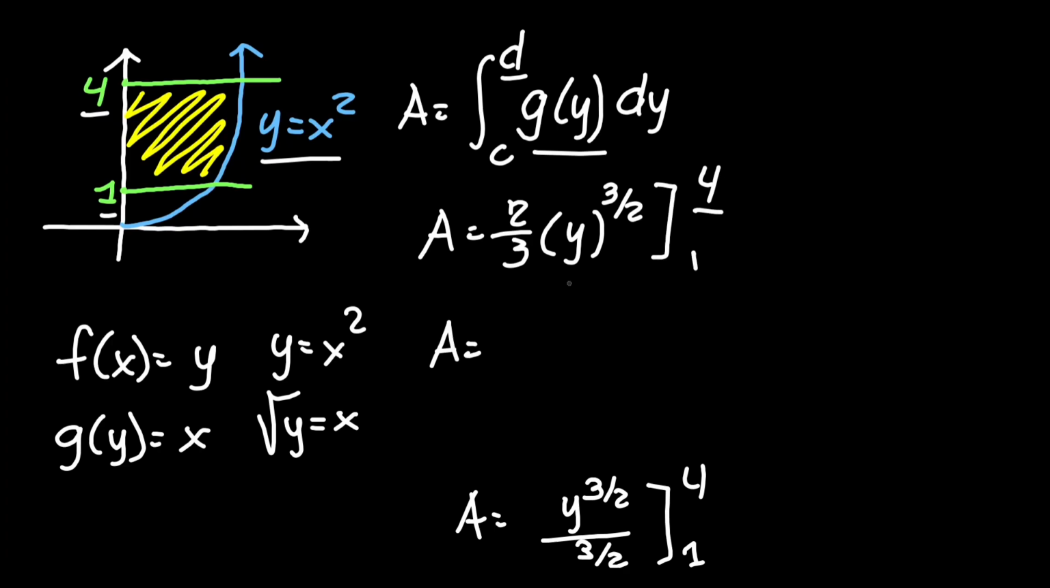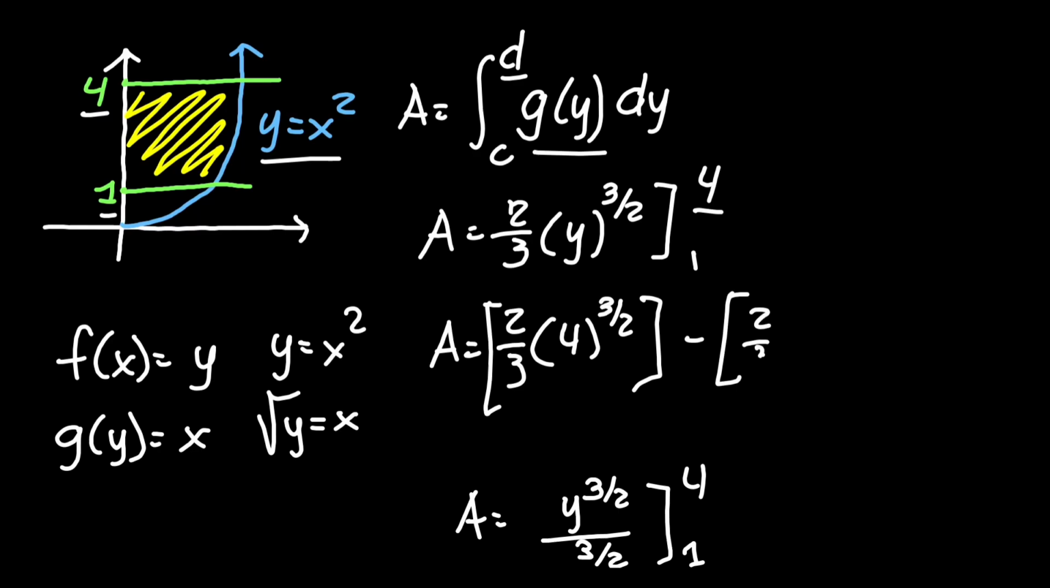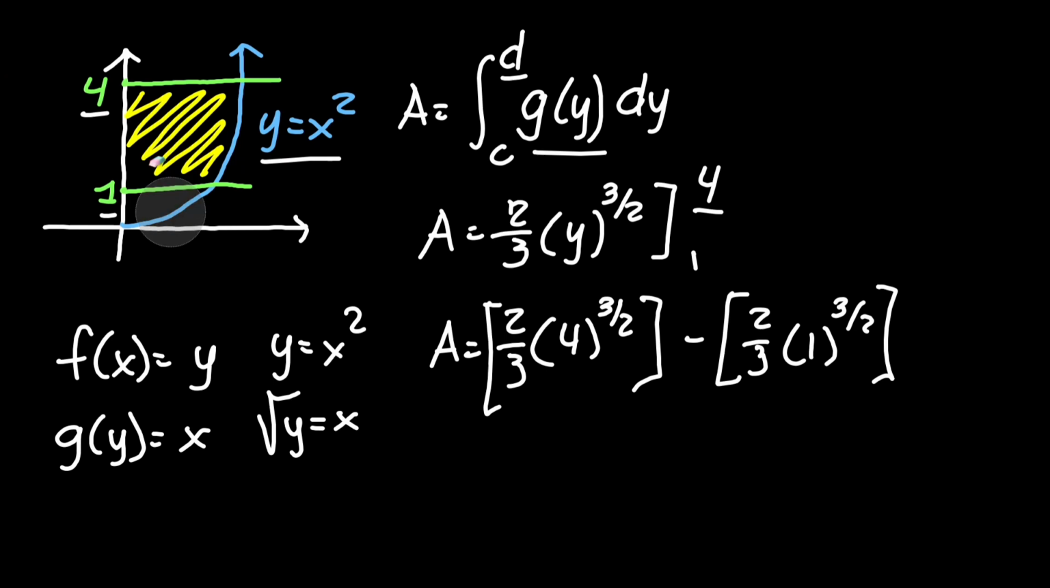Firstly, substitute 4 into the value of y. So this would be 2/3 multiplied by 4 to the power of 3/2. Subtract this by the value of putting in 1. So this would be 2/3 multiplied by 1 to the power of 3/2. If you don't have a calculator, we can do this manually. Let us focus first on 4 to the power of 3/2. We can rewrite this as 4 to the power of 3 multiplied by 1/2, because 2 is at the denominator, so it is 1/2.